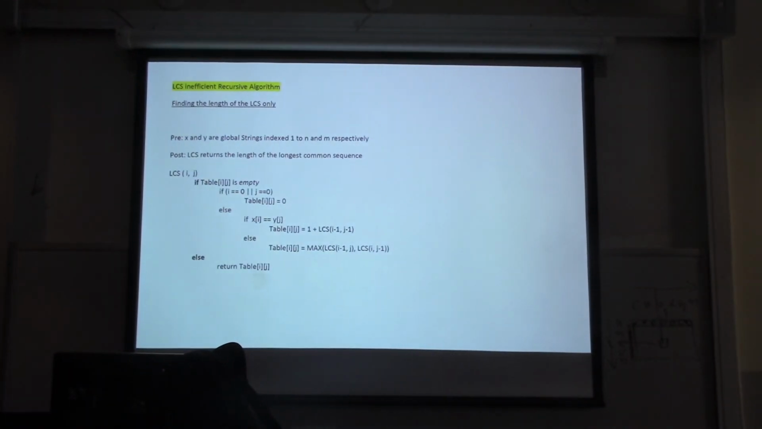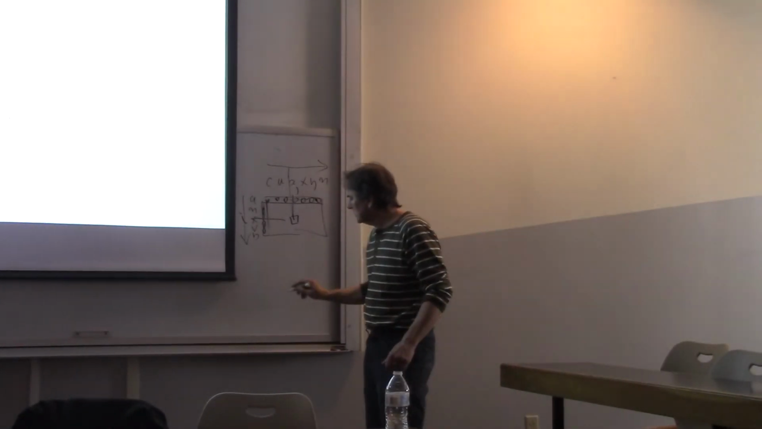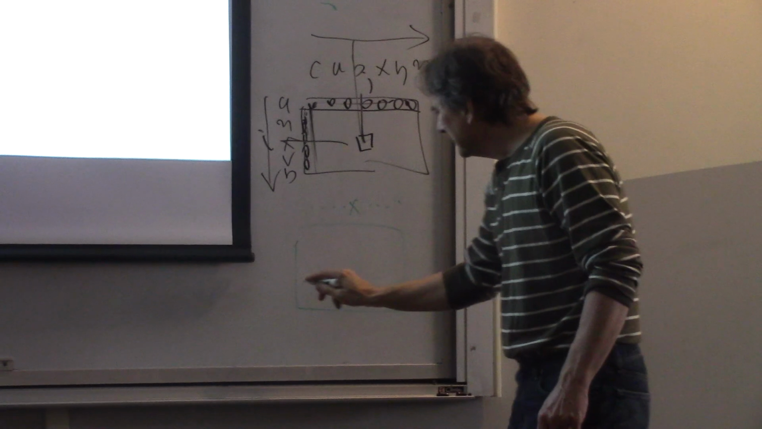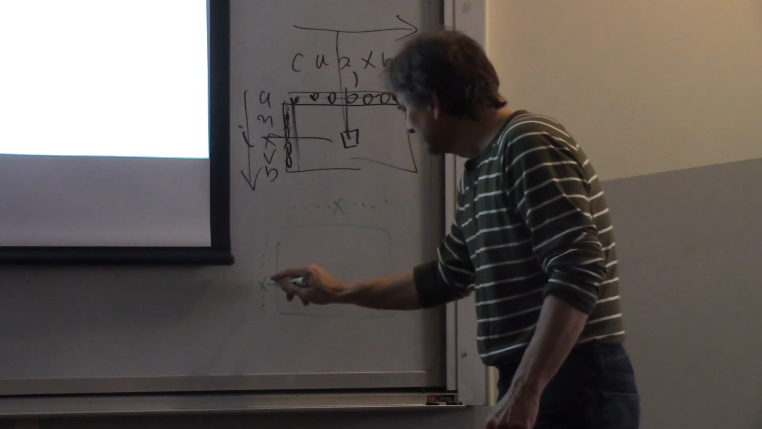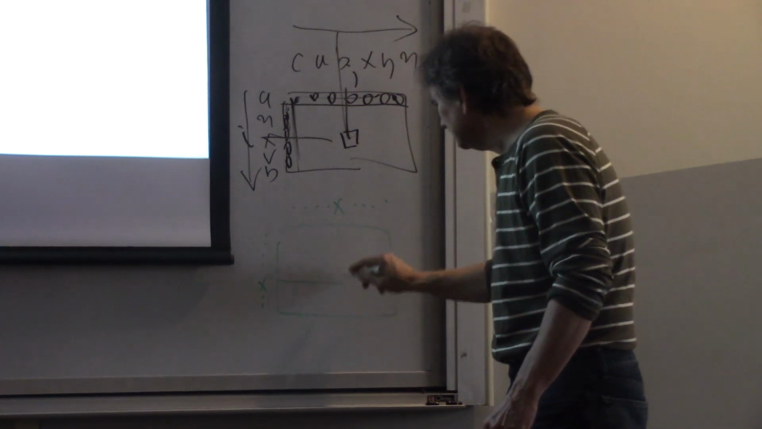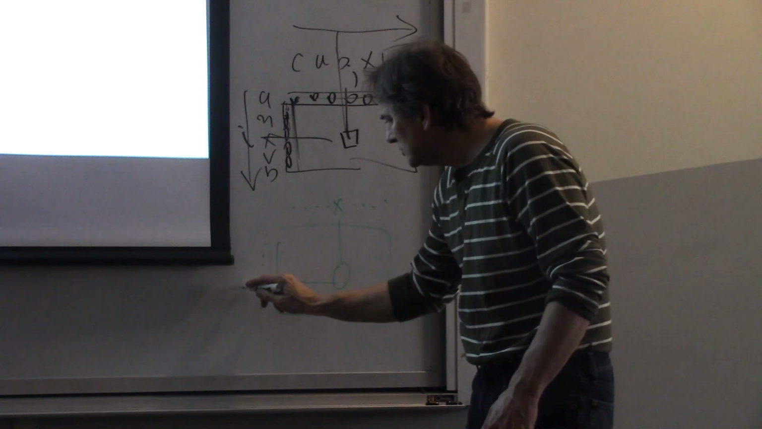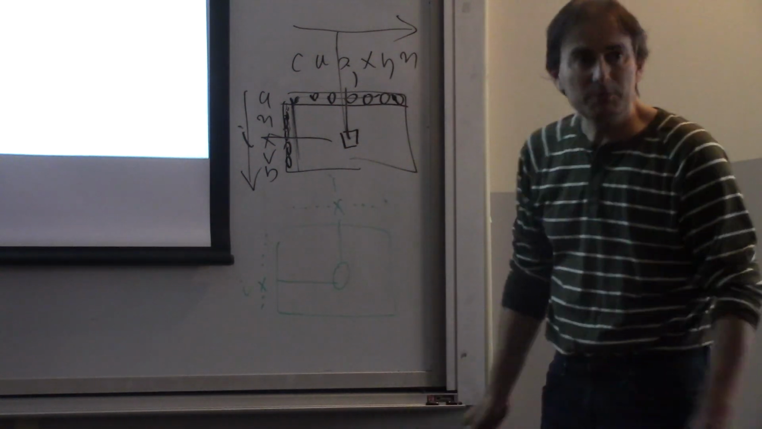Let me show you what that's going to look like. Let's look at a very simple idea here. There are some characters here. Let's say there's a letter X here, and let's say there's a letter X here. Okay? So this is row i, this is column j, and so i and j are coming to the LCS function.